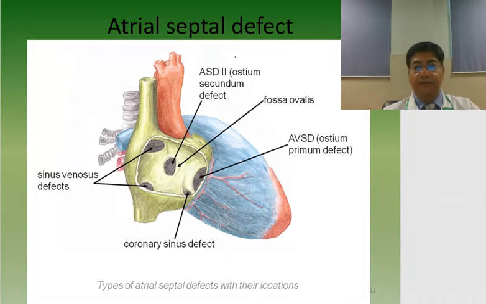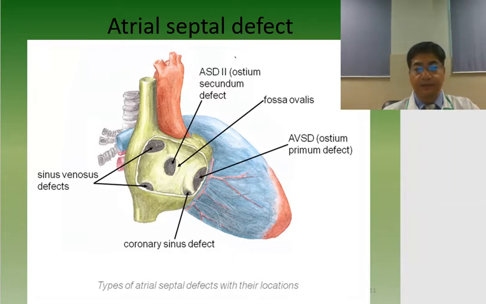The commonest defect of the atrial septum is the ostium secundum defect, which is usually at the site of the foramen ovale. So there will be an isolated defect in the atrial septum, and if the site of the defect is at the level of the atrioventricular valve, the ventricular septum will also be involved.